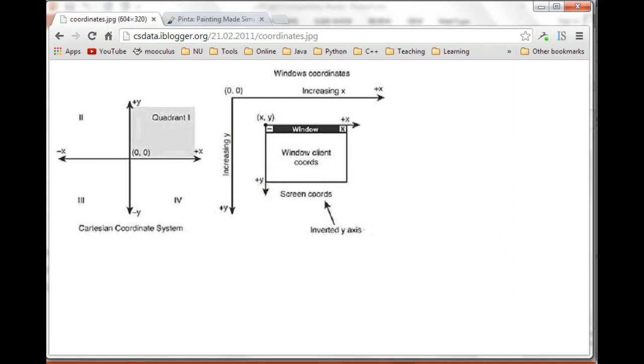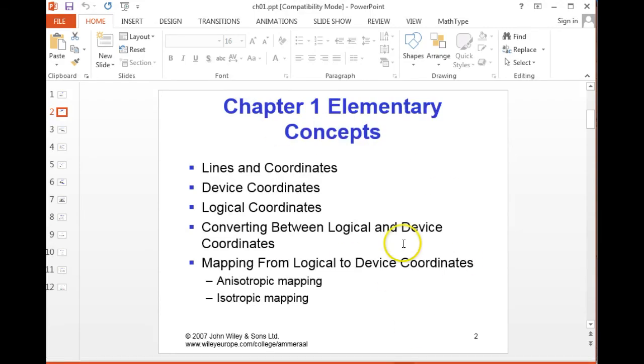So this is a really important foundational chapter, and in the next video we'll start looking at our first Java code.